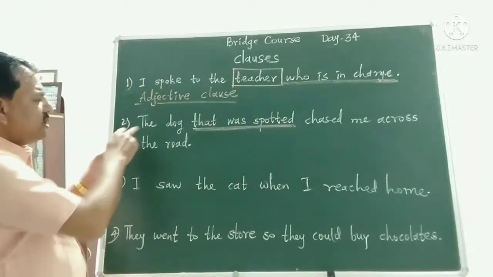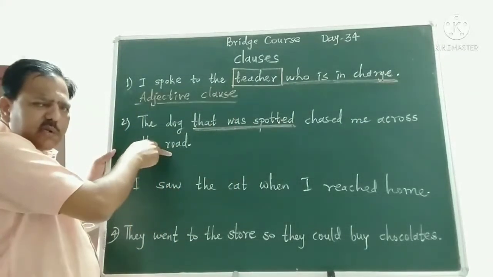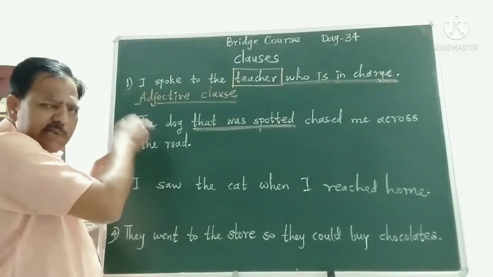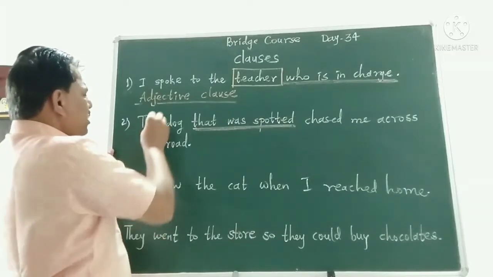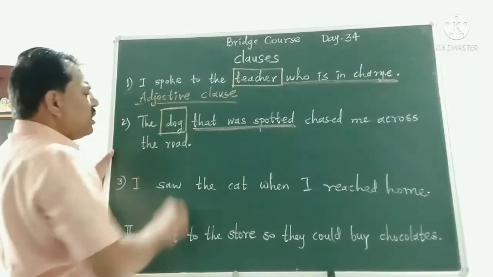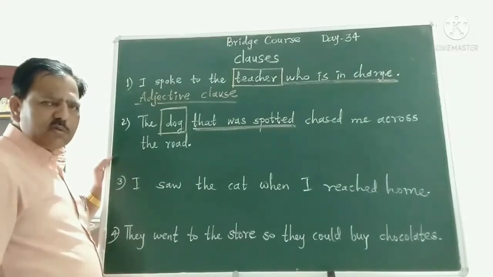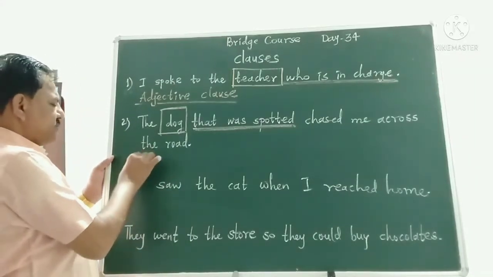And what is the main clause? The dog chased me across the road. This is main clause or independent clause or principal clause. Now what is the function of the subordinate clause? It again gives more information about the noun dog in the main clause. So again this is adjective clause.